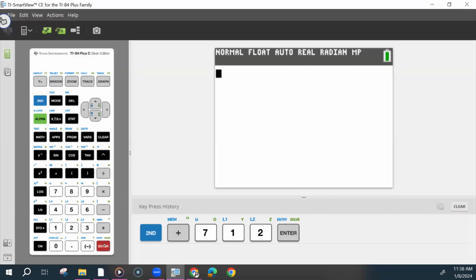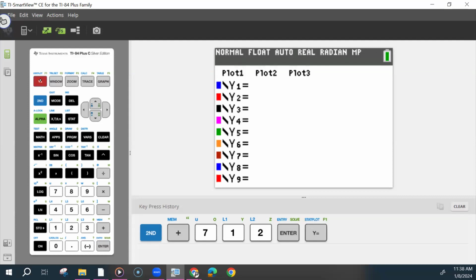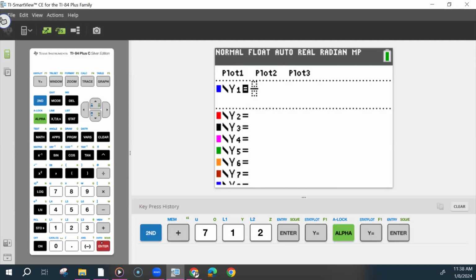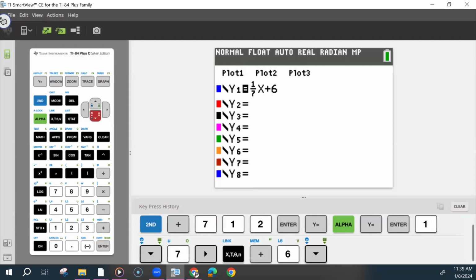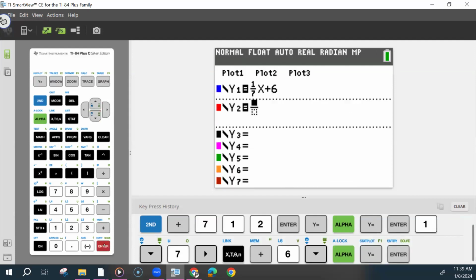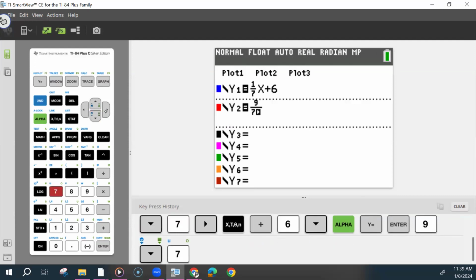Right, and then go into y equals at the top. And we're going to type in number 1. Alpha y equals 1/7 x plus 6. And alpha y equals 9/7 x minus 2. And then you're going to graph it.